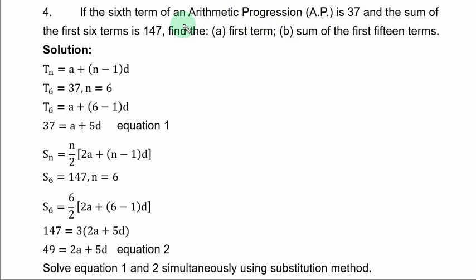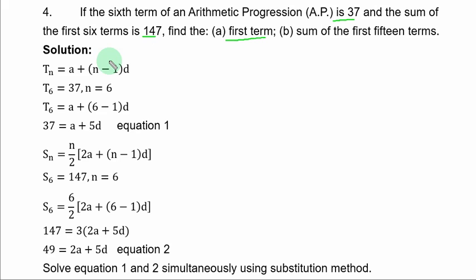Question 4. If the sixth term of an arithmetic progression is 37 and the sum of the first 6 terms is 147, find, A part of the question, the first term, B, the sum of the first 15 terms. Solution. From the first statement, the sixth term is 37.